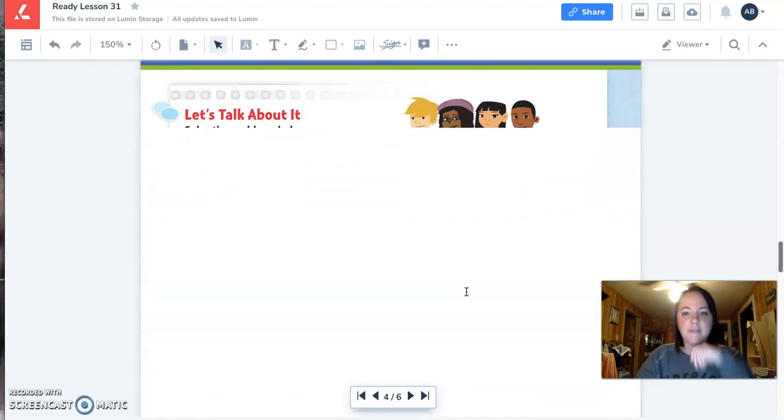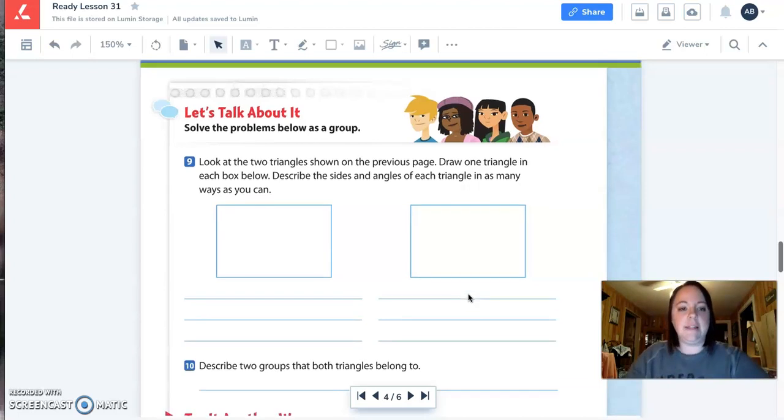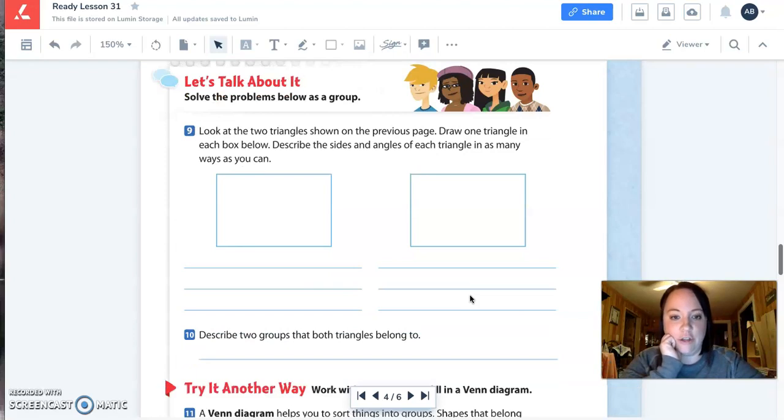All right, our next page. We are almost done. All right, let's talk about it. Look at the two triangles shown on the previous page. Draw one triangle in each of the boxes below. Describe the sides and the angles each triangle has in many ways.